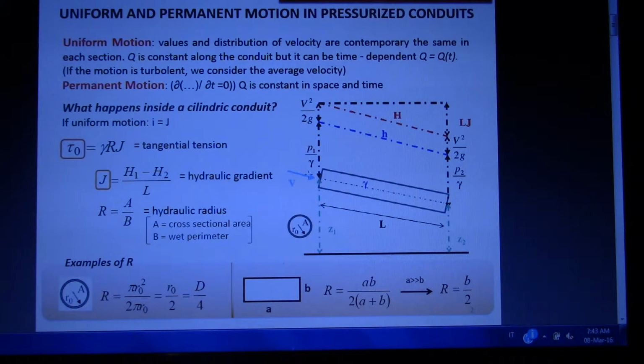In the case that we are considering, for example, a turbulent motion, we consider the average velocity. If the motion is also permanent, then the dependence on time is negligible and the volumetric discharge is totally independent from time, so it is constant in space and time.